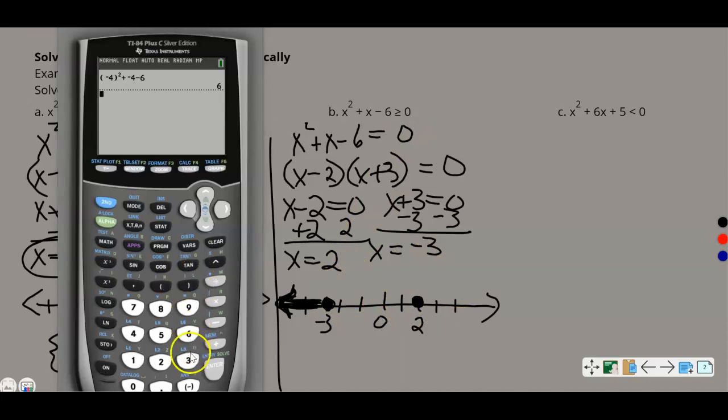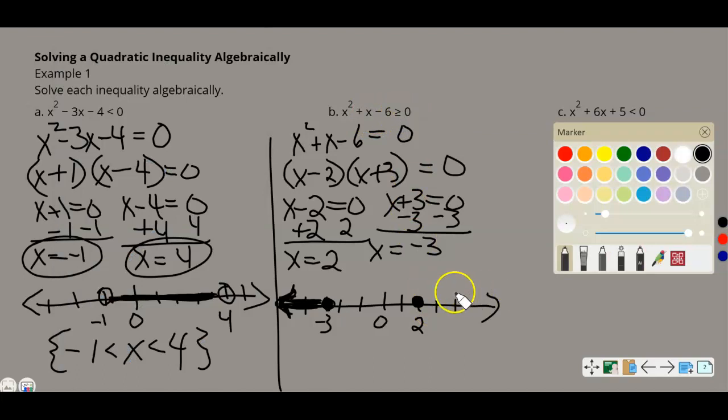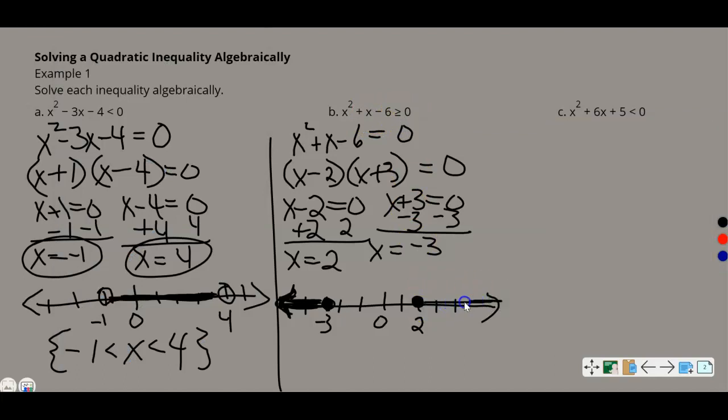So let's choose a number like 3. So 3 squared plus 3 minus 6. Again, just plug in a number to the right of this critical number into the equation to see if it's going to make a true solution here. So 6 is greater than or equal to 0. So it is a true solution. So we can say that this area is also part of our solution.